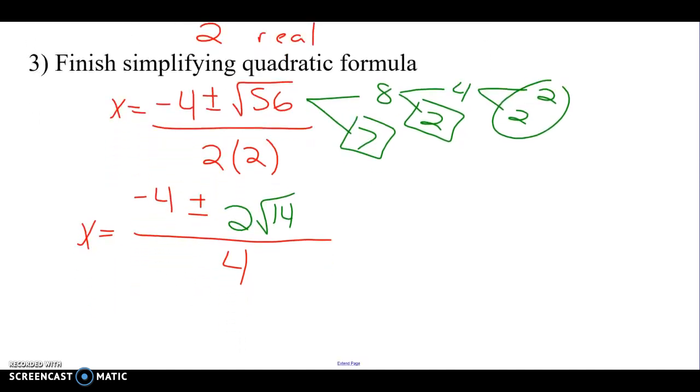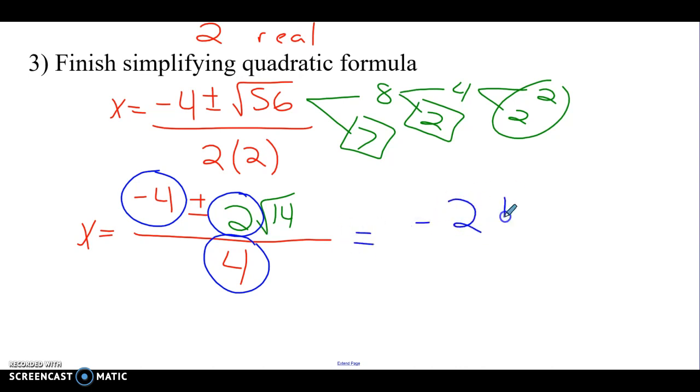Now lastly, anytime all 3 sections, and what I mean by sections is the negative b, the discriminant, and the denominator, anytime all 3 of these, the whole numbers or integers, divide by the same number, you need to reduce them. Okay, so each of those divides by 2. So I get negative 2 plus or minus the square root of 14 all over 2. That's your final answer there. You have to write them.